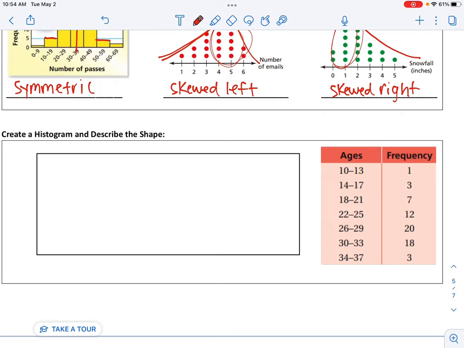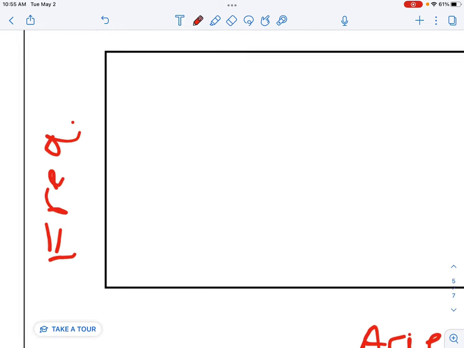Okay. So we have our ages and we have our frequency. Frequency is always going to go on the left. So you do, I'm going to abbreviate frequency. And on the bottom, we have ages. Our frequency on the left side needs to go up. Our biggest number is 20. So we need to have 1 through 20 over here, or 0 through 20.